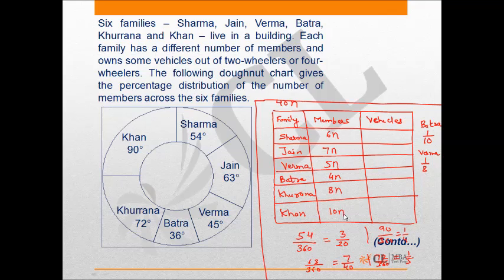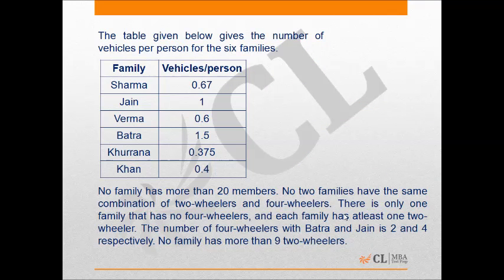Now once you fill this data, let's see the vehicles with each family. Let's move on to the next data, where the table gives you the number of vehicles per person. So let's calculate the vehicles per family. For Sharma, let's take the example of 0.67, which is 2/3. If I multiply 2/3 with 6n, I'll get 4n. So 4n is the number of vehicles with the Sharma family.